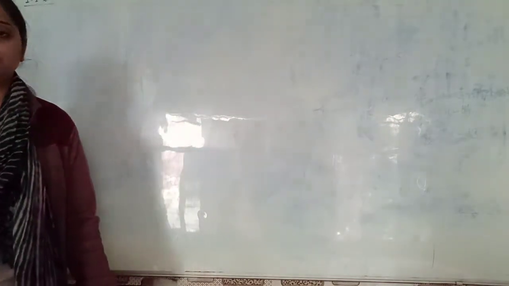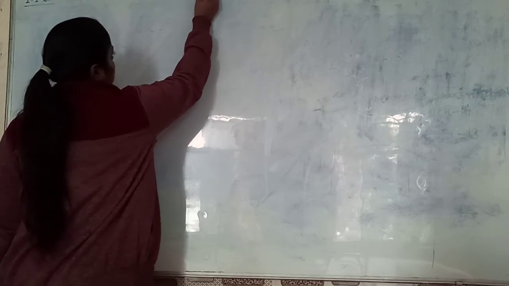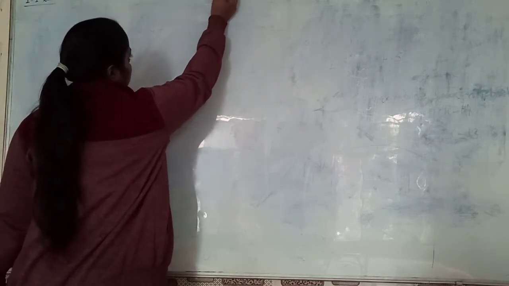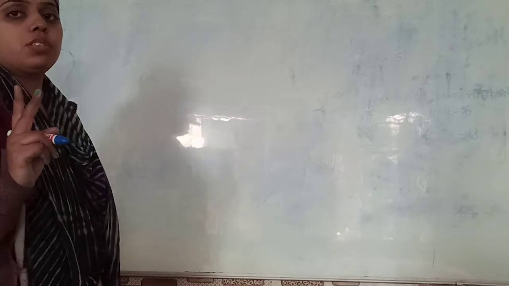Today we will continue our chapter 16, and in this we are on the exercise 16.3. In this exercise you will learn about two types of sketches. You will learn how to draw solid shapes on paper with the help of two different types of sketches.